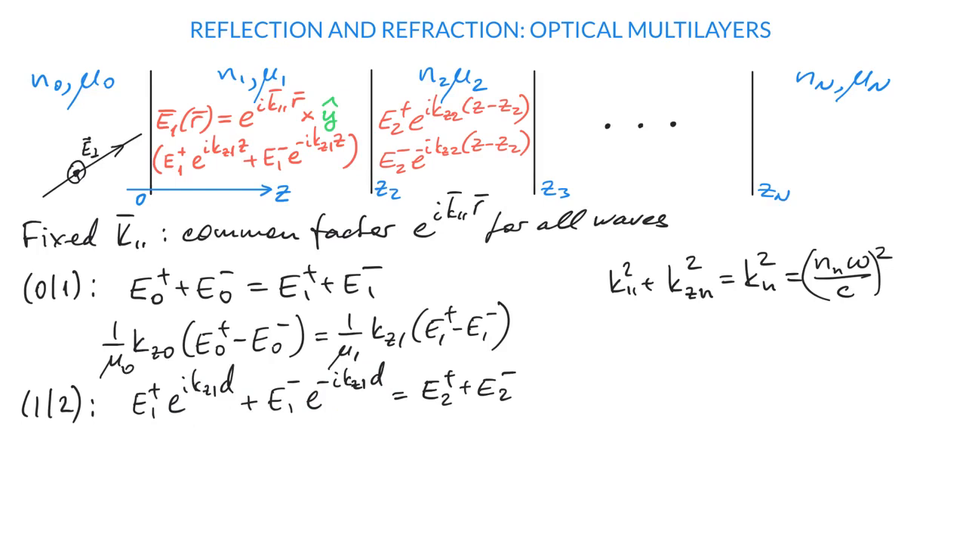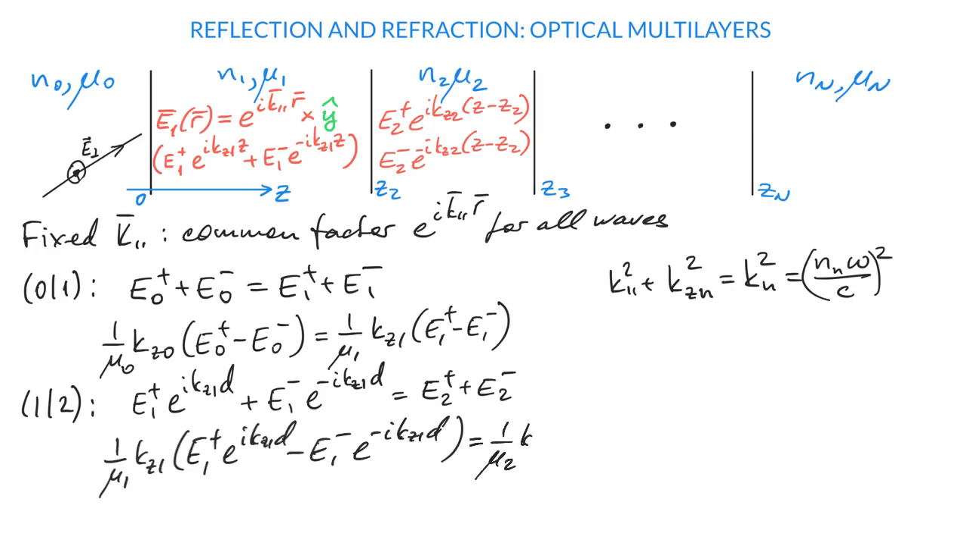Same thing for the matching of the magnetic fields. So we're going to have 1 over mu1 kz1 (E1 plus e to the i kz1 d minus E1 minus e to the minus i kz1 d) equals 1 over mu2 kz2 (E2 plus minus E2 minus).